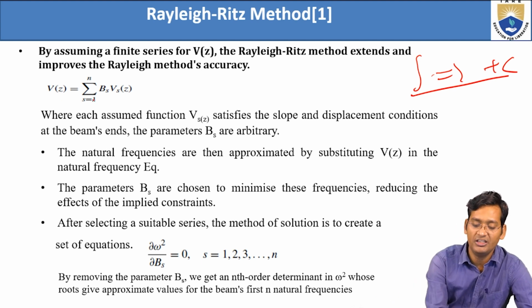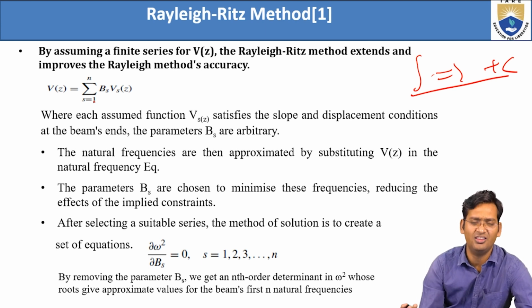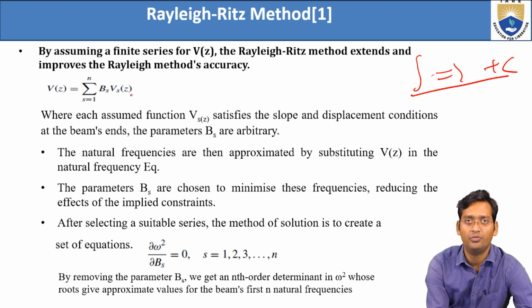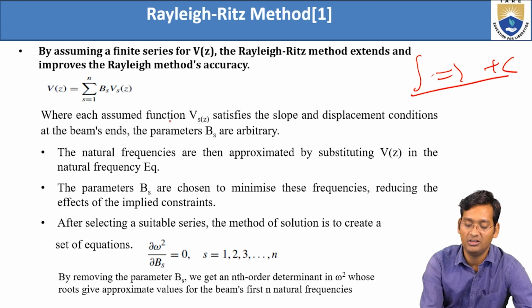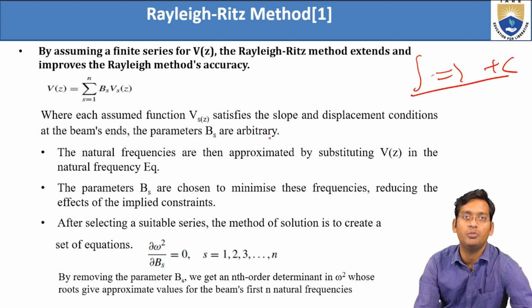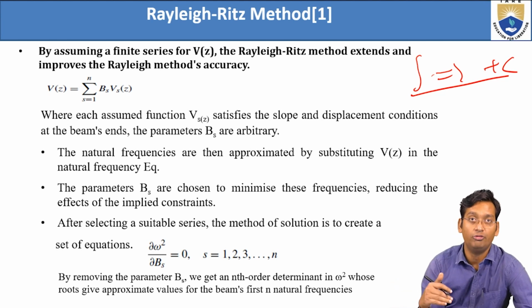Okay. So now Vz is what? S equals to 1 to n. Just here they assume that S equals to 1, B_s V_s of Z, means B1 V1 of Z, B2 V2 of Z. So now what is there? Where each assumed function V_s of Z satisfies the slope and displacement conditions at the boundary, and the parameters B_s are arbitrary. So these B_s are just arbitrary constants for that particular point. So when V1 of Z is there, that time whatever the arbitrary parameter is there, that is B1. When V2 of Z is there, then that arbitrary parameter is B2.